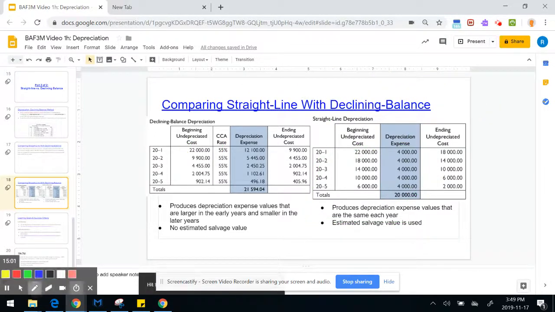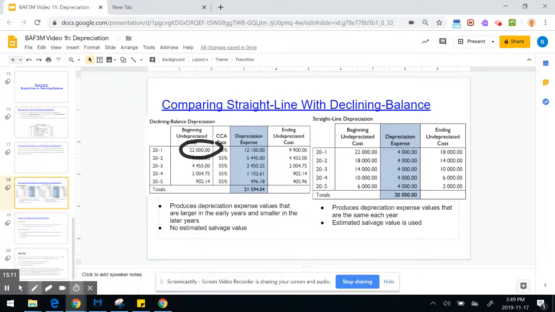With declining balance, it's almost simpler in its own way. All you do is you take the original amount and you multiply it by the rate given to you by the Canada Revenue Agency, which is 55%. So each year you take what the new carrying amount is, multiply it by 55%. So let's assume that it was worth $22,000. Let's assume you bought it at the beginning of the year.